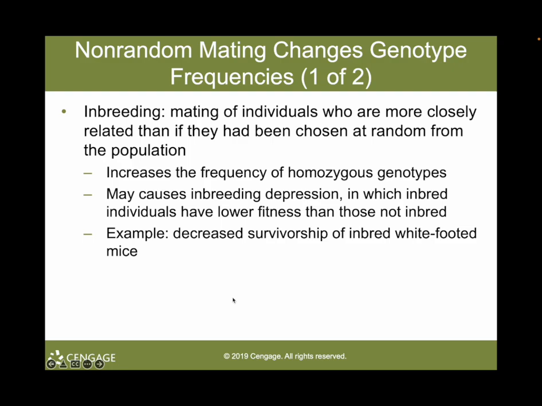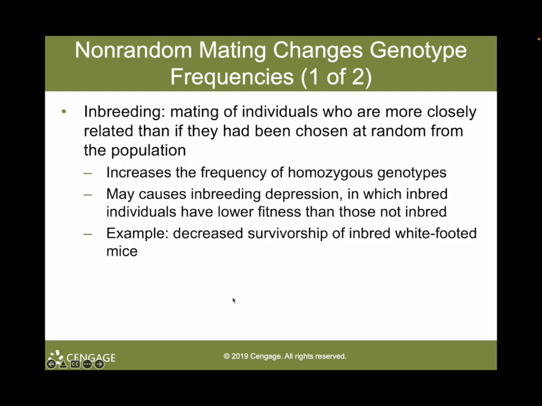When individuals select mates on the basis of phenotype, they bring about evolutionary change in the population. Two examples of non-random mating are inbreeding and assortative mating. In many populations, individuals mate more often with close neighbors than with more distant members of the population, and as a result, neighbors tend to be more closely related, that is, genetically similar, to one another. The mating of genetically similar individuals who are more closely related than if they had been chosen at random from the entire population is known as inbreeding.